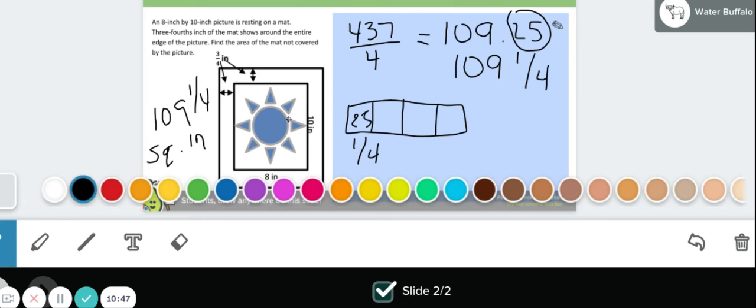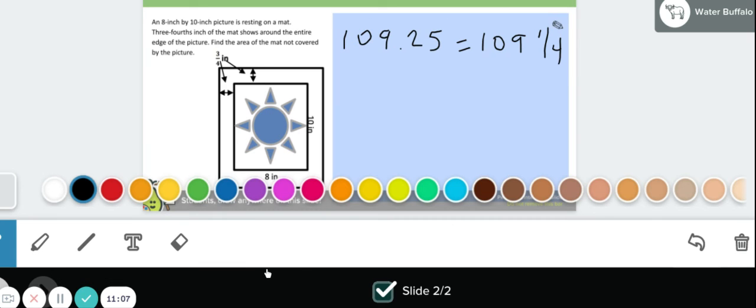Whereas the area of the smaller figure is 80 square inches. So we now have the area of both of these figures. So now we have the area of the two figures, and now we're going to subtract them. And once we find that difference, that's going to equal the empty space that the problem is asking us about, the part of the mat that's not covered by the picture.